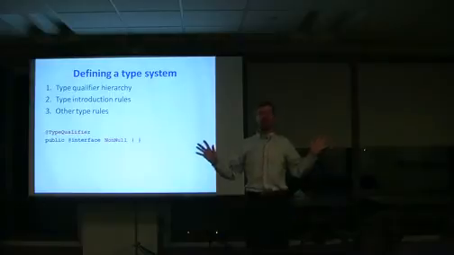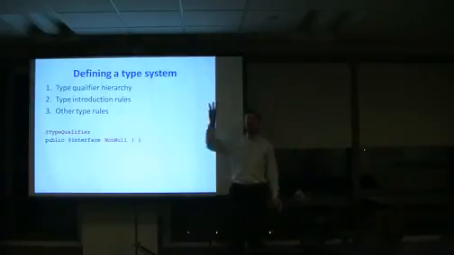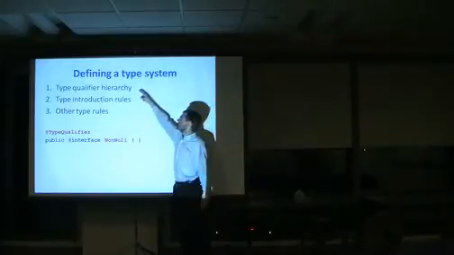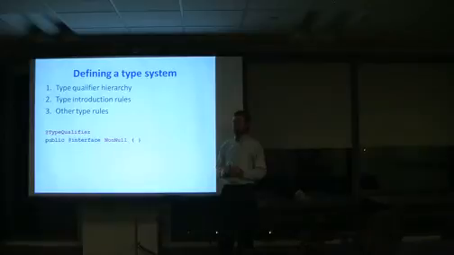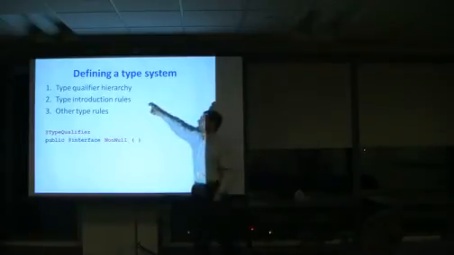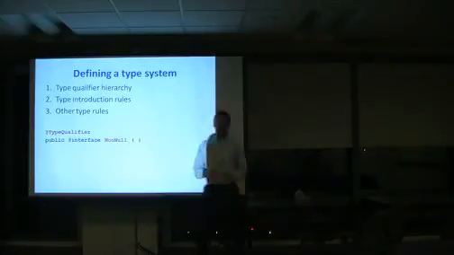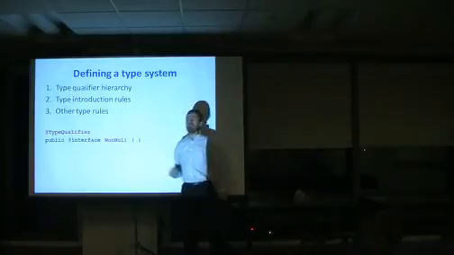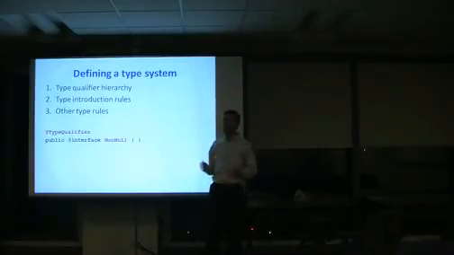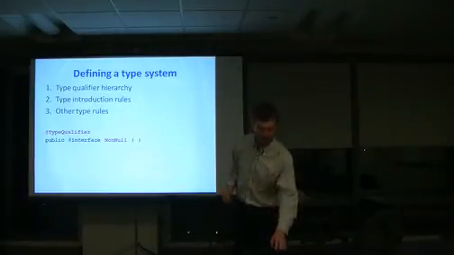Now, if you want to define a type system, you have to specify three things about the type system. The first is, you have to declare the type qualifier hierarchy. That's going to tell you all the subtyping relationships. The second thing is you have to declare type introduction rules. That's places where even when you don't write a cast or any other annotation, it's still there for you. And the third is all the other type rules, the special type rules, the places that an error can get erased. So let me show you how you do each of those things.